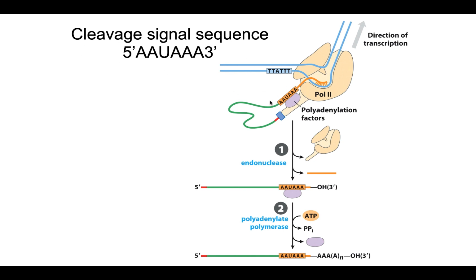Now, at some point during the elongation, this sequence here, what's called the cleavage signal sequence, is transcribed from the template strand. So here's the template strand, and here it has been transcribed into messenger RNA. Now that is going to attract the polyadenylation factors, and it's going to attract an endonuclease that cuts just past that cleavage signal sequence. And then the polyadenylation factors bound to this sequence will add a poly A tail. Again, we'll get into more details about that kind of modification in another lecture.